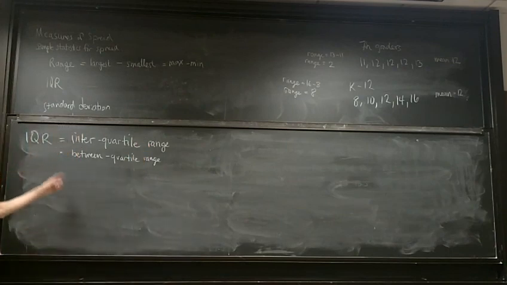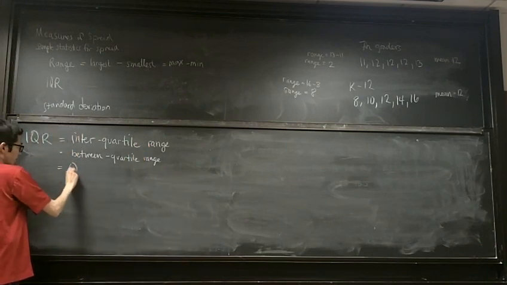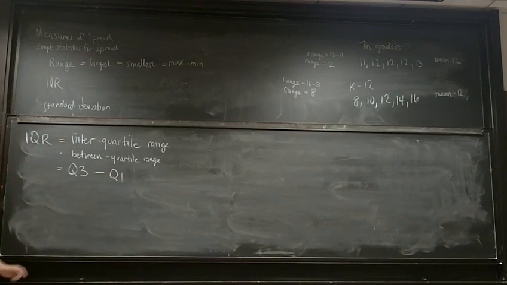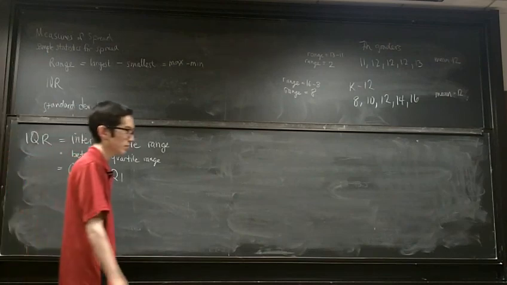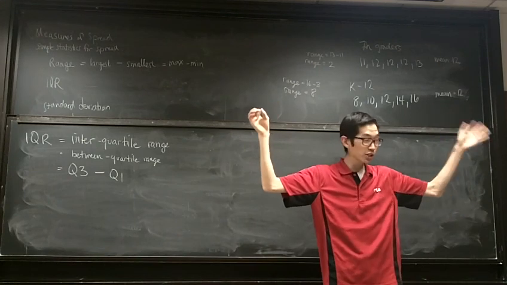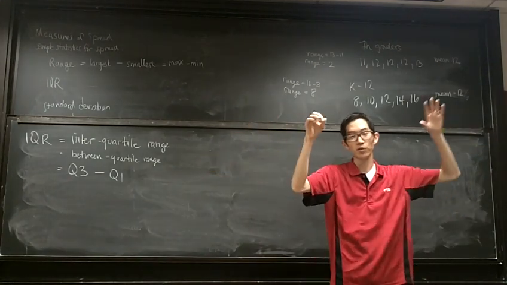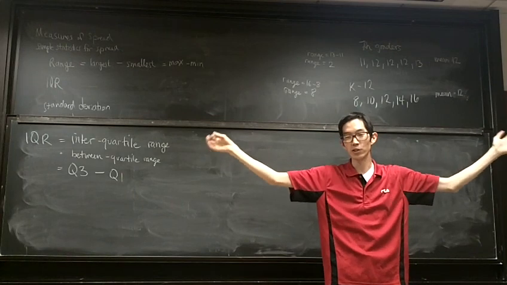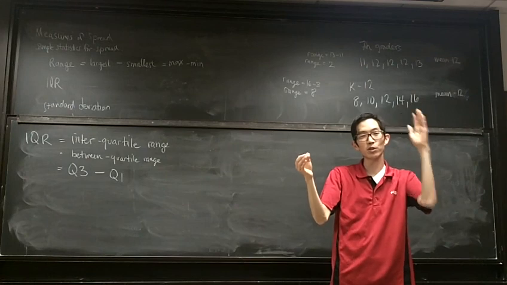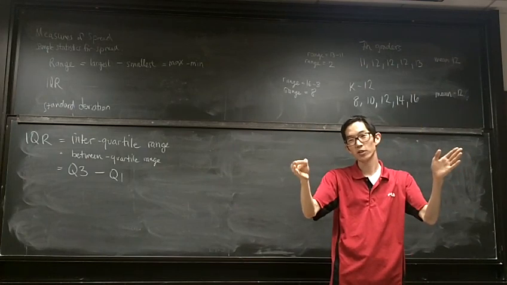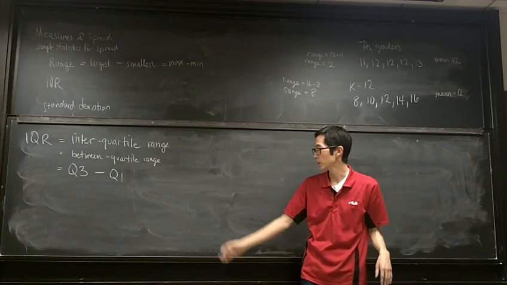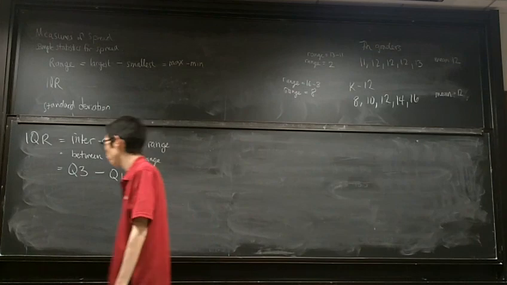So you're going to take Q3, the 3rd quartile, minus Q1, the 1st quartile. Okay. The range spans from the largest to the smallest, so the maximum to the minimum. It covers all data. The interquartile range covers from Q3 to Q1. So it covers basically the middle 50% of data. Okay, and it tells you the spread here.